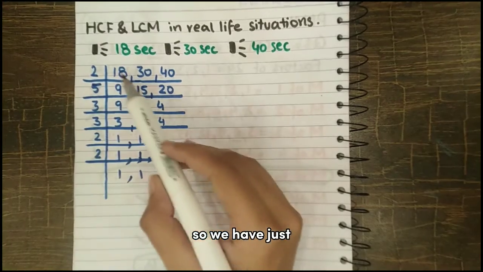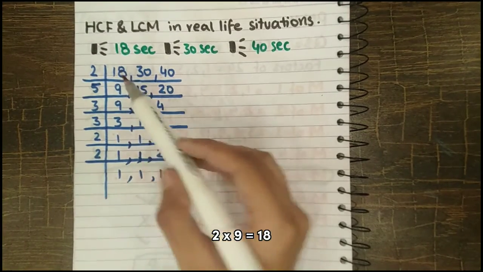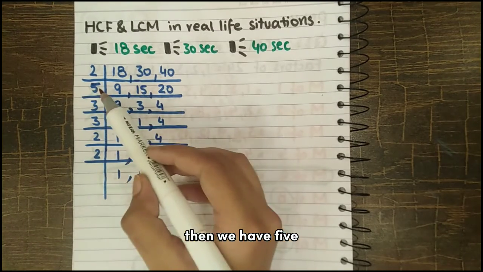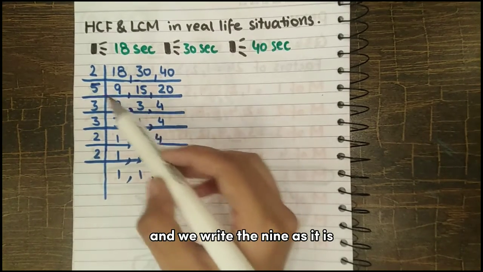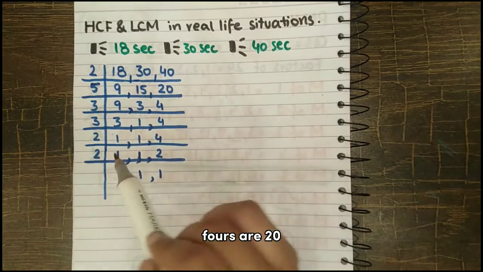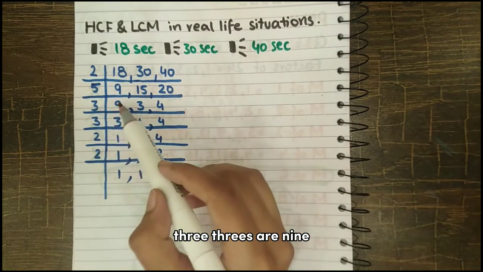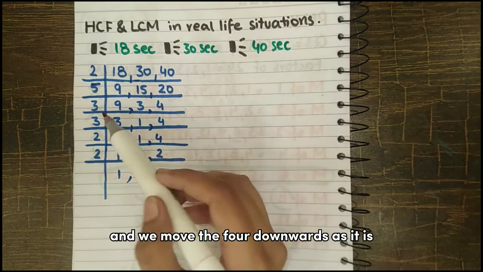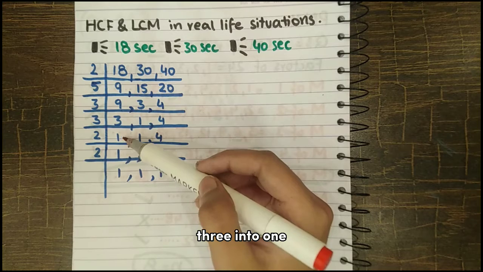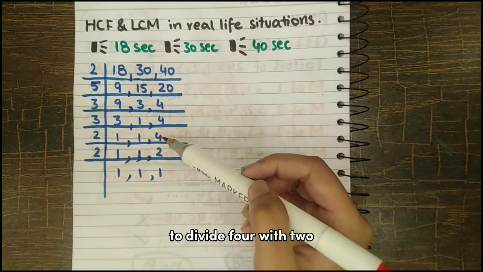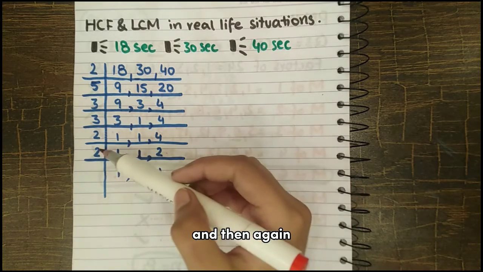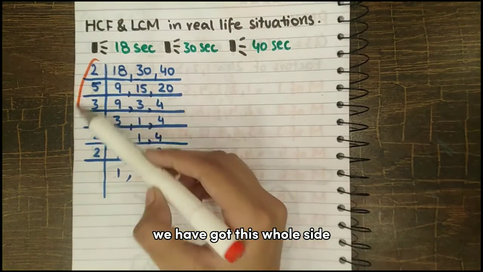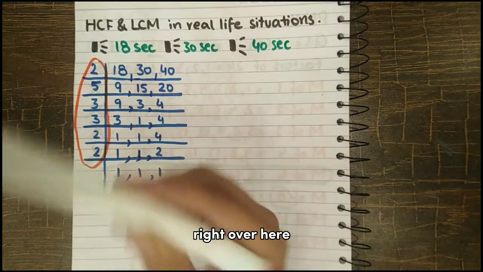So we have, just like over here, 2 9s are 18, 2 15s are 30, 2 20s are 40. Then we have 5, and we write the 9 as it is, 5 3s are 15, and 5 4s are 20. Then we use 3 3s are 9, 3 1s are 3, and we move the 4 downwards as it is. We again use 3 to turn this 3 into 1, and then we use 2 to divide 4 with 2, and then again 2 to turn this 1 1 2 into 1 1 1. We have got this whole side right over here.